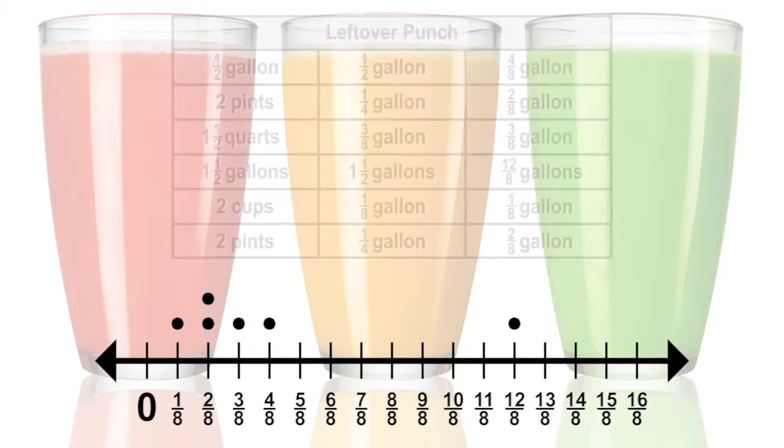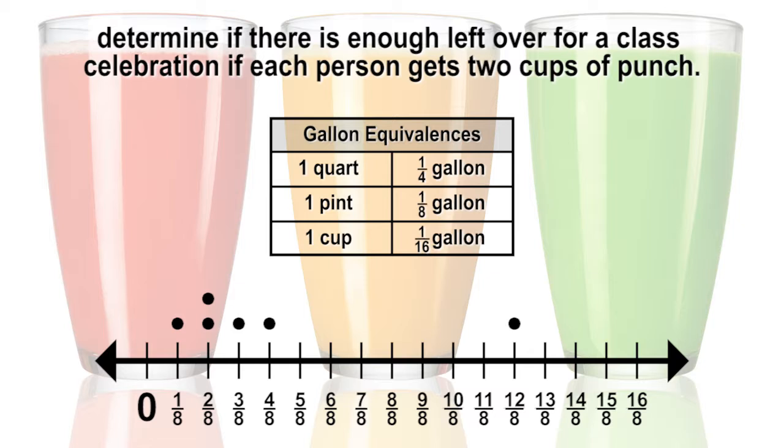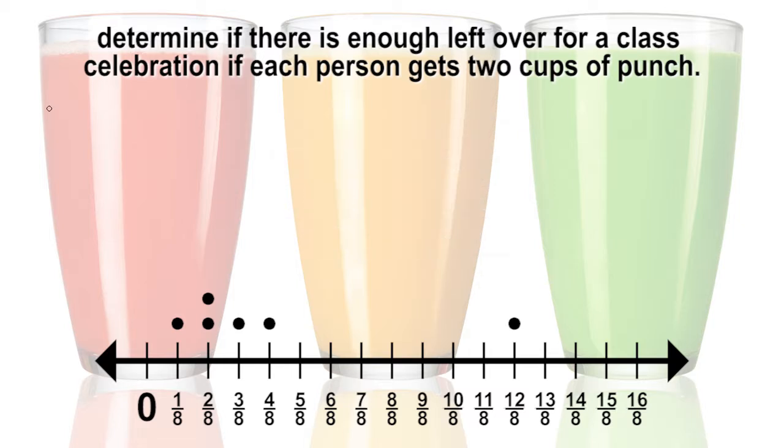The final part of the task is to determine if the class can hold a celebration and provide 2 cups of punch for each student. The task does not, however, state the size of the class. This is for us to determine. Since we know 1/8 of a gallon is equal to 2 cups, we can quickly add together the number of 1/8 of a gallon to see how many students would receive 2 cups of punch.